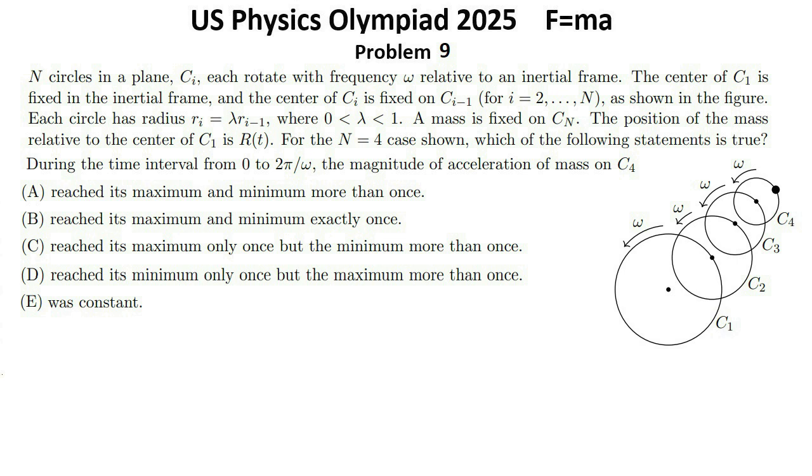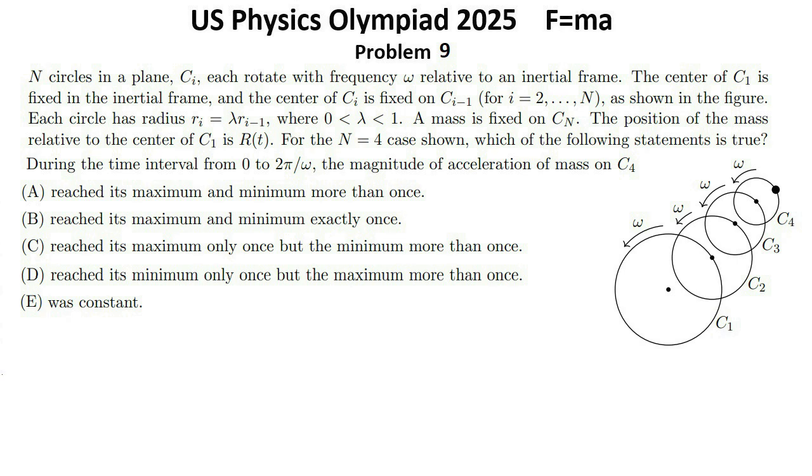The position of the mass, relative to the center of C1, is R as a function of t. For the n equals 4 case shown, which of the following statements is true? During the time interval from 0 to 2 pi over omega, the magnitude of acceleration of mass on C4 is 1 of 5. Solution for problem number 9.